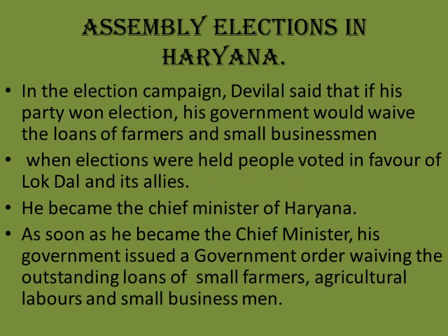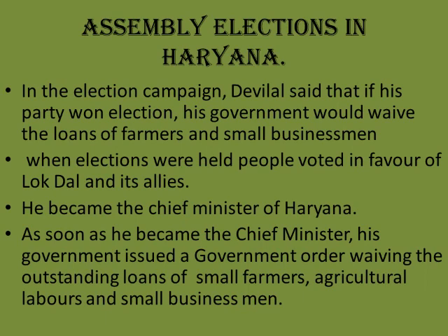In the election campaign, Devilal said that if his party won the election, his government would waive the loans of farmers and small businessmen. He promised that this would be the first action of his government. The people were unhappy with the existing government. They were also attracted by Devilal's promise. So when elections were held, they voted in favor of Lok Dal and its allies. Lok Dal and its partners won 76 out of 90 seats in the state assembly. Lok Dal alone won 60 seats and thus had a clear majority in the assembly. The Congress could win only 5 seats.